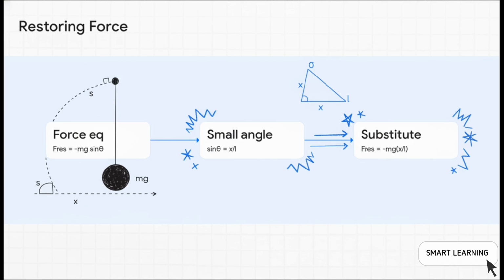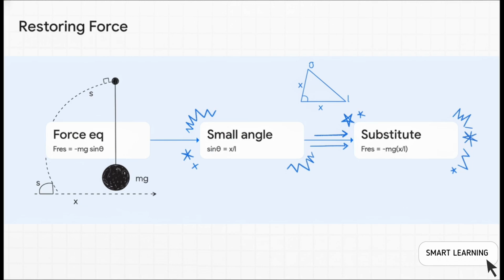If we only pull the pendulum back a very tiny amount, the curved path it takes, the arc length s, is basically just a straight horizontal line, exactly matching our displacement x. When that angle is small enough, the sine of theta essentially equals the opposite side over the hypotenuse, which is displacement x divided by the string length L.